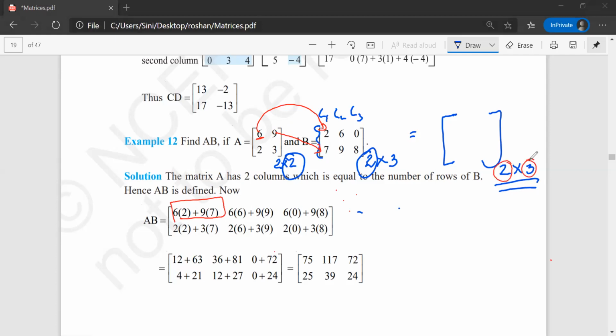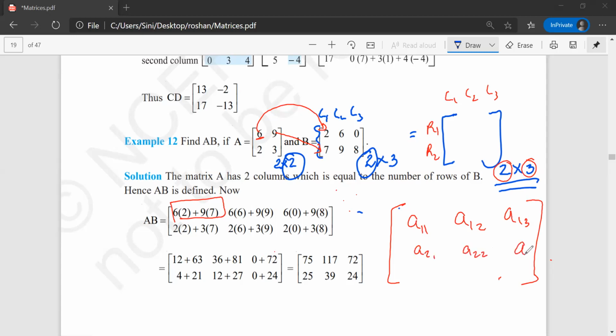2 by 3 meaning what? How can I write these? A11, A12, A13, which means 2 rows, R1 and R2, and 3 columns, C1, C2 and C3. A11 means first row, first column element. A12 means first row, second column element. A13 means first row, third column element. Fine. Now coming to the next one: A21, A22, A23, A31, A32, A33.